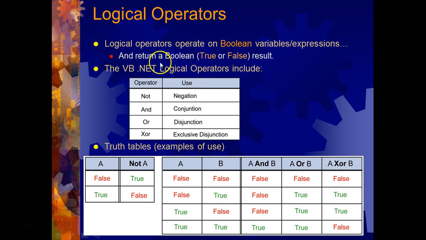So logical operators operate on Boolean variables or expressions, and they return a Boolean. That is, they return something that's either true or false. And the VB.NET logical operators include not, and, or, and XOR.